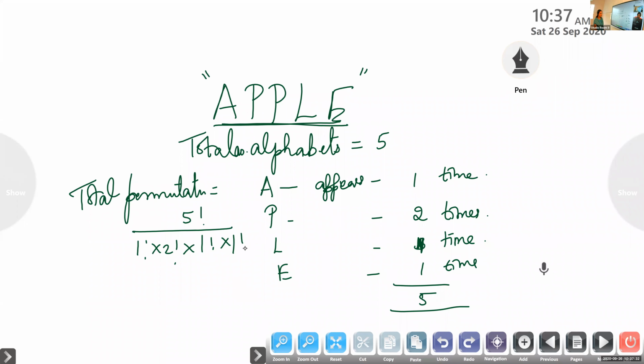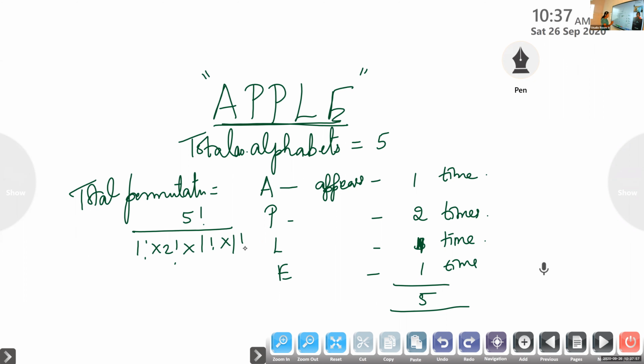We are finding the total letters here. 5 factorial by, we find out the occurrence of how many times each alphabet occurs. In this word, A occurs 1 time, P occurs 2 times, L appears 1 time, E occurs 1 time. So 5 factorial by 1 factorial into 2 factorial into 1 factorial into 1 factorial.